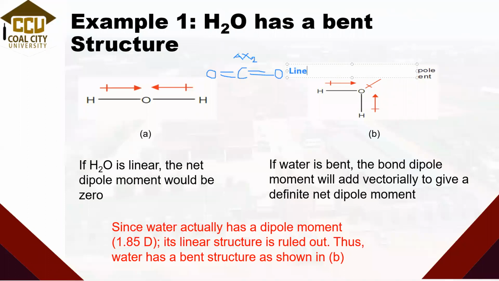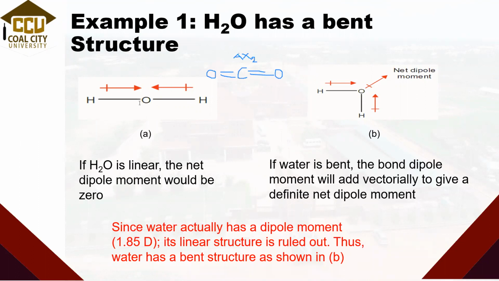CO2 has a linear shape. But in the case of water, the shape of water is not linear. So how come water is not linear? How can I know what the shape of water is through its dipole moment? That's simple. Now, if water was to be linear, look at the linear shape of water.